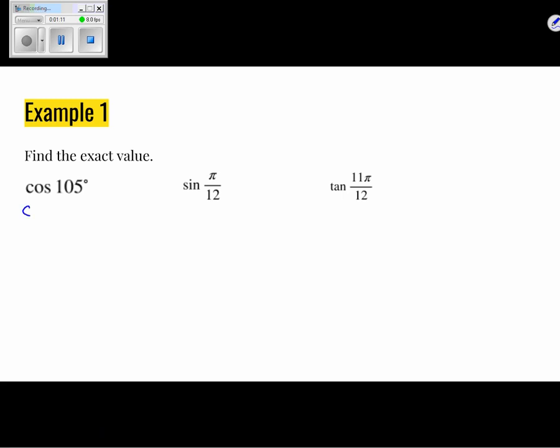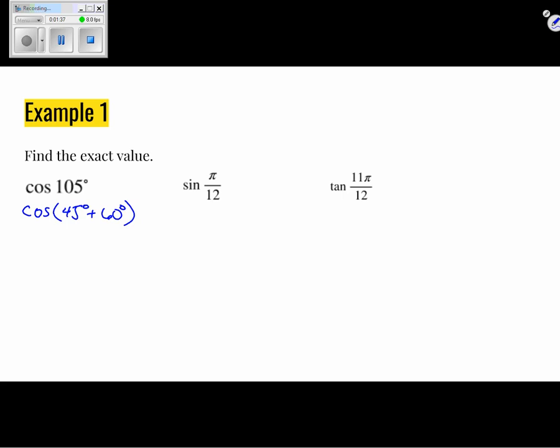So I'm going to rewrite the 105. I'm going to choose 45 and 60 degrees. I definitely could have used, what else could I have used? I could have used 135 minus 30 degrees. I assure you, no matter which two you choose, your answer might look a little bit different, but you'll have the same numbers. They just might be rearranged.